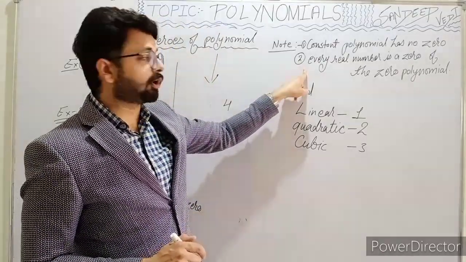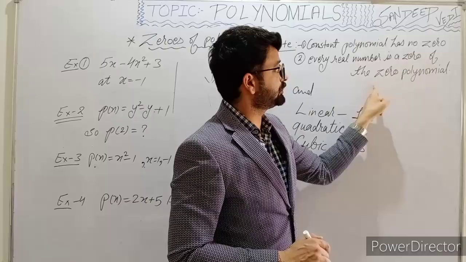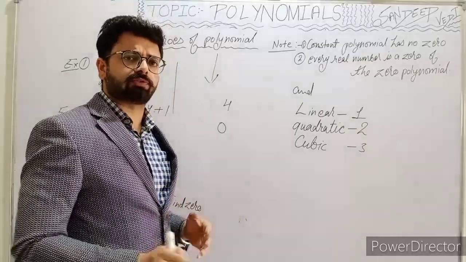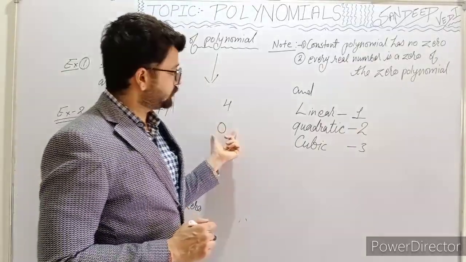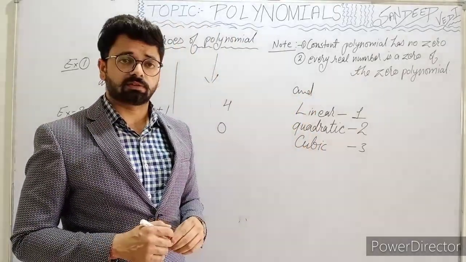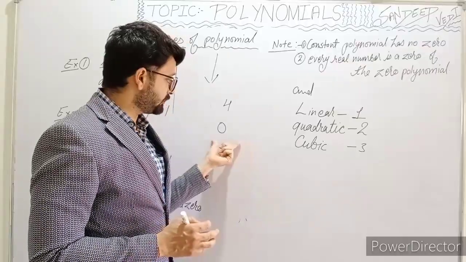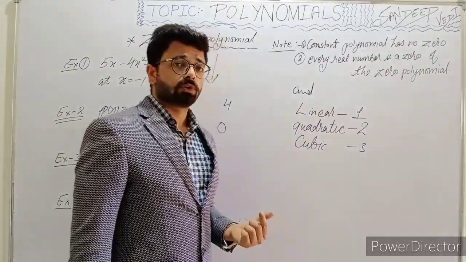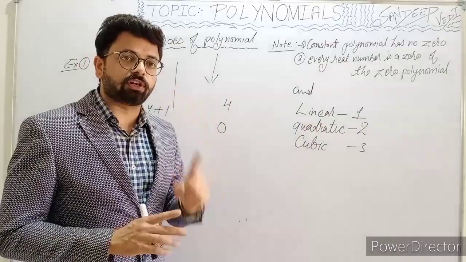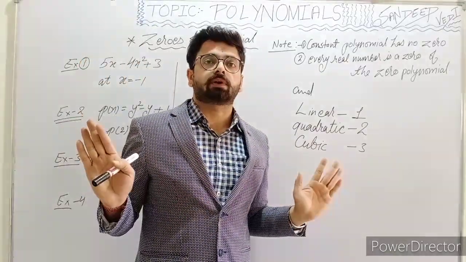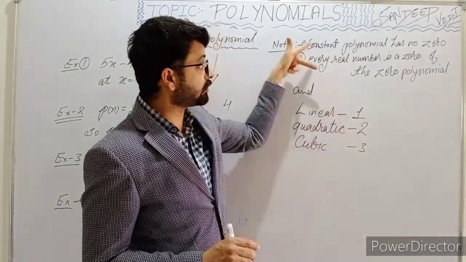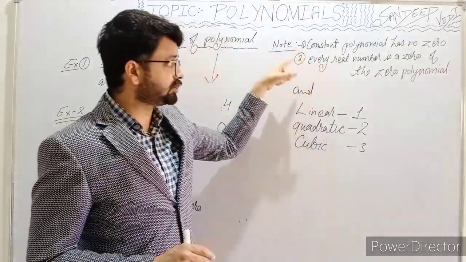But there is another important point: every real number is a zero of the zero polynomial. The zero polynomial is 0. Whatever value you place, 1, 2, 3, 4, 5, you will get 0 only, always, because it does not depend on any variable. It is already itself 0, so how can it afterwards not be 0? It will always be 0. So every real number, that is, an infinite number of zeros, are there in the case of the zero polynomial. Note down that these two are very important points. Nobody tells you about these two points.